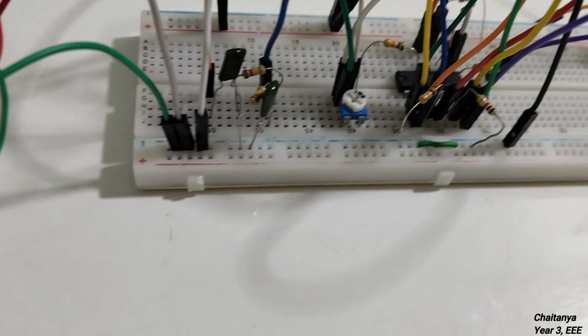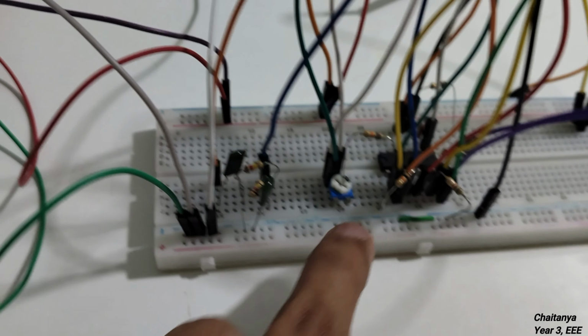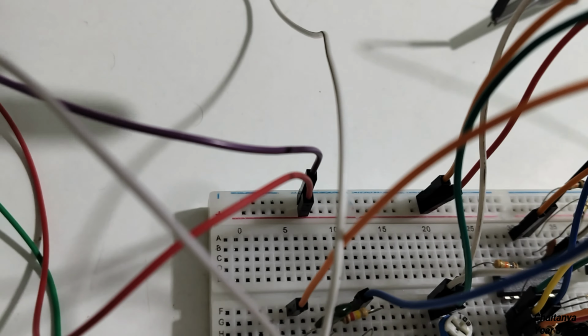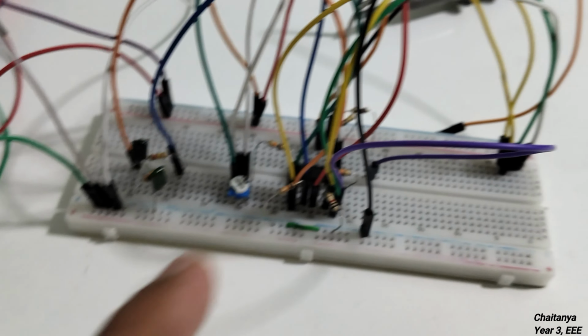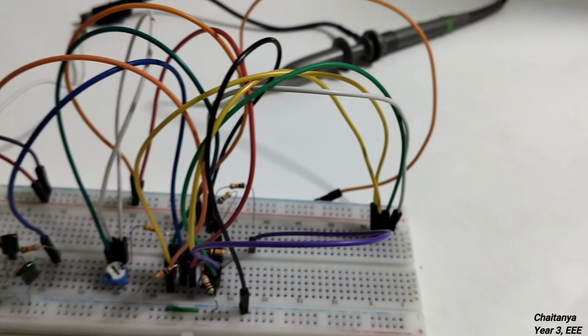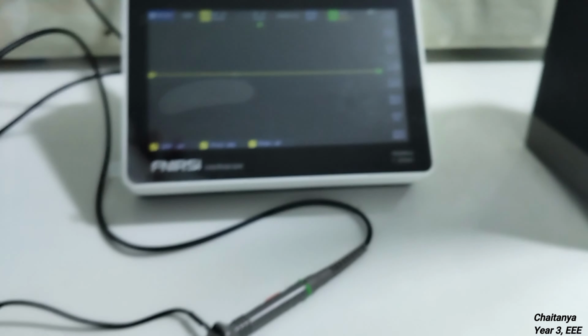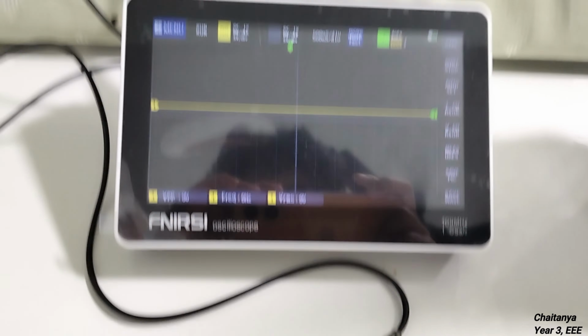So that's exactly what I've done here. This is the common ground rail on the breadboard, and this is the plus VCC and minus VCC I've done here and given to the op amp. So now that our explanation is out of the way, I'll just show you some waveforms to show you how it works.